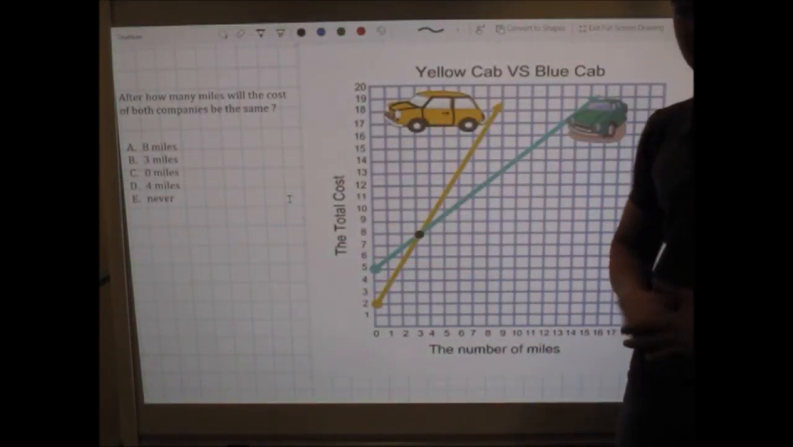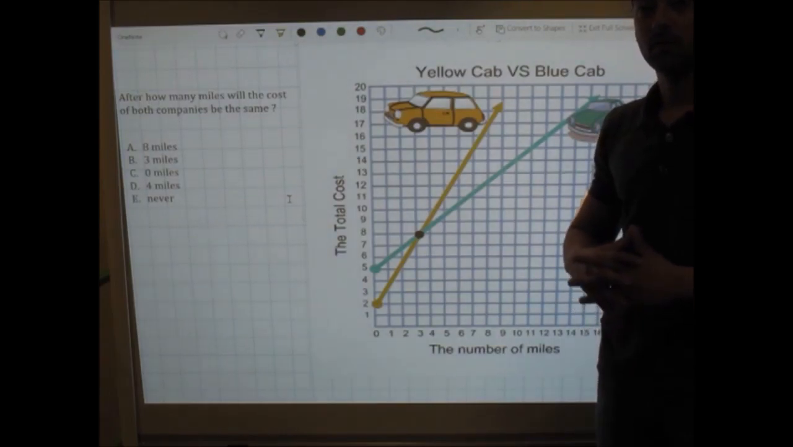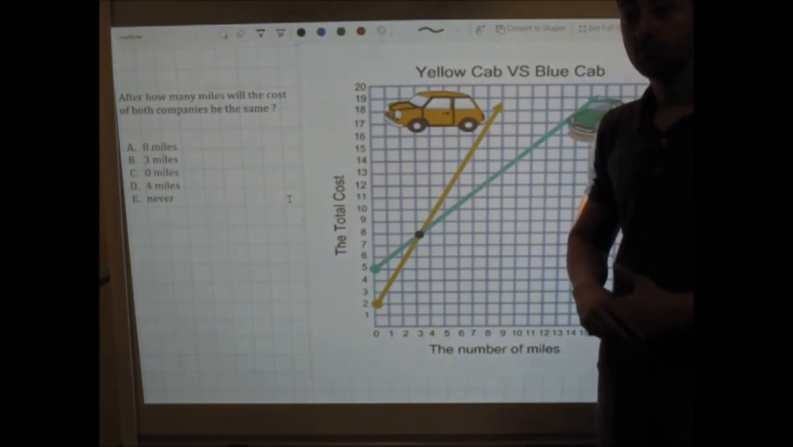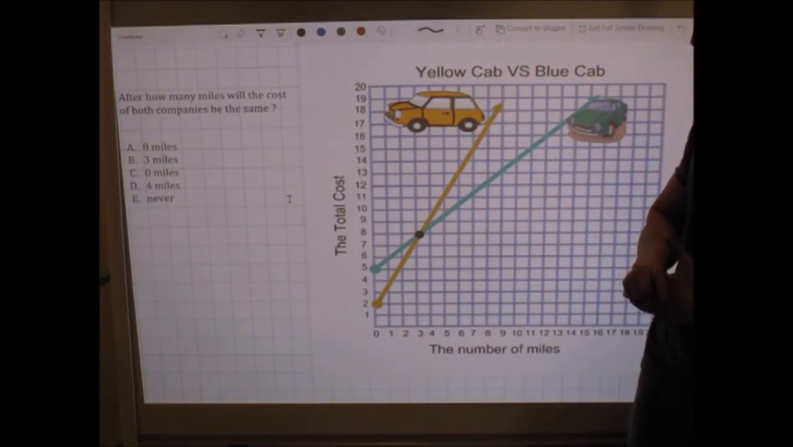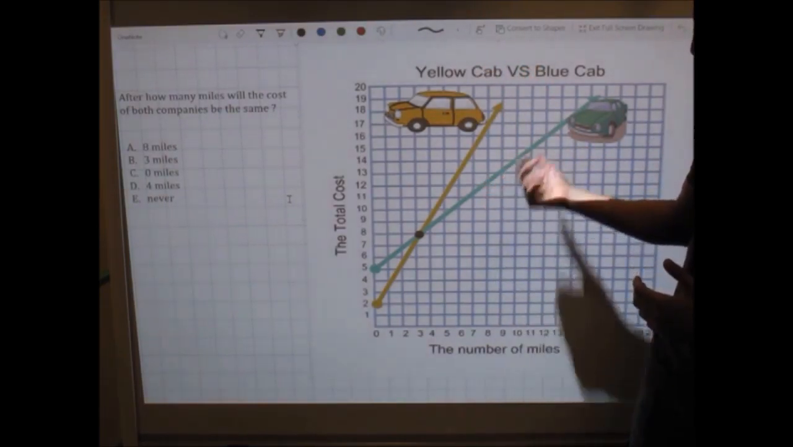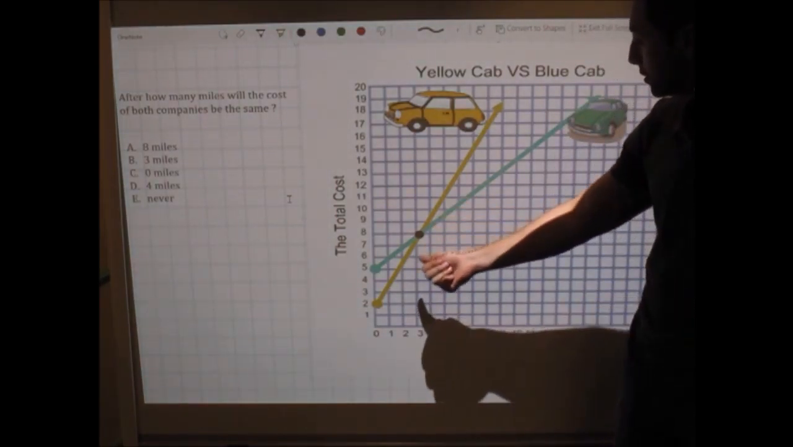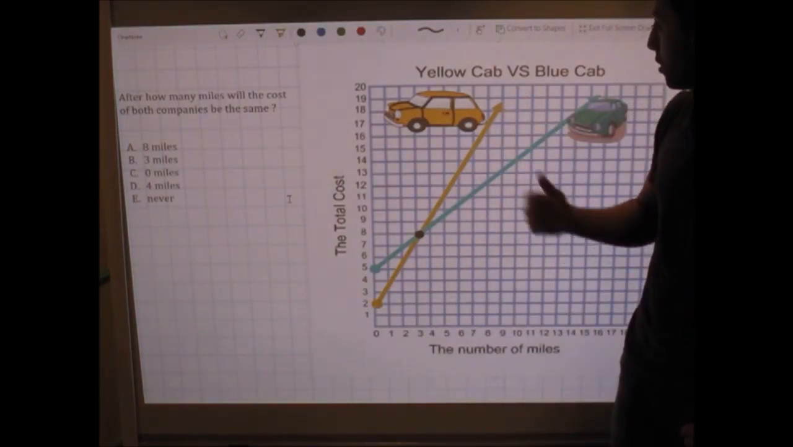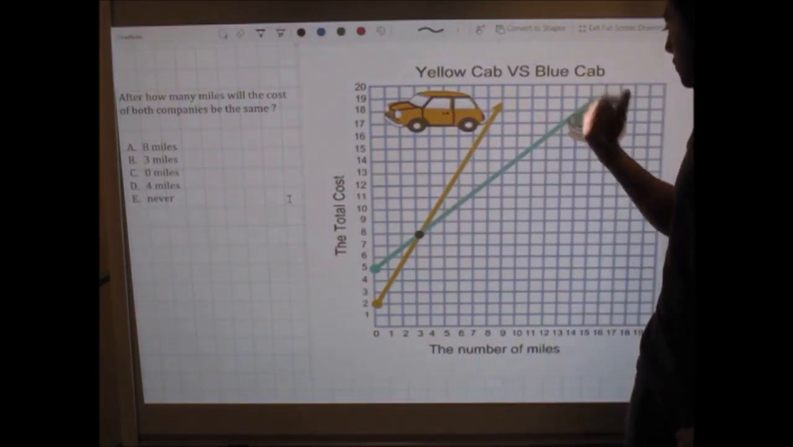Okay, so let's go ahead and look at this problem, still focusing on the concept of seeing the solution of a linear system visually through a graph. So here we have a yellow cab versus a blue cab, but it looks green to me, so I don't know why they're calling it blue. But anyway, this yellow line represents the cost of the yellow cab, and this blue or green line represents the cost of the blue cab.